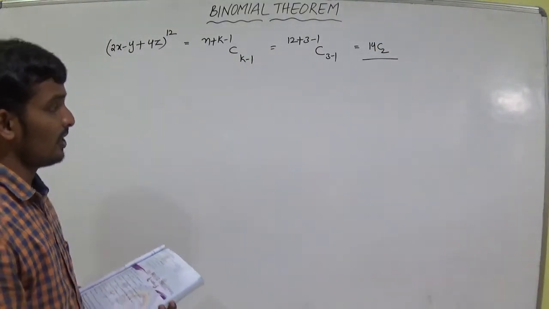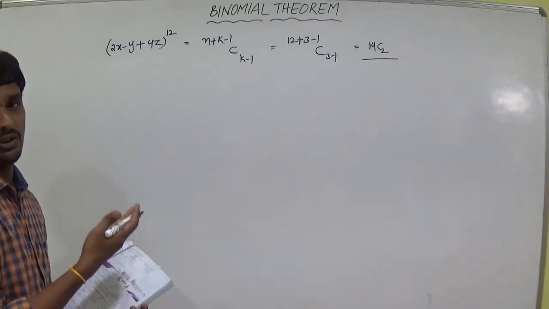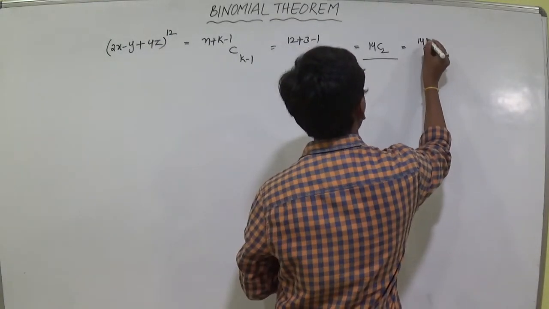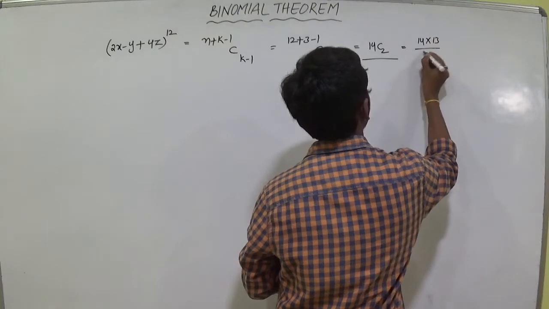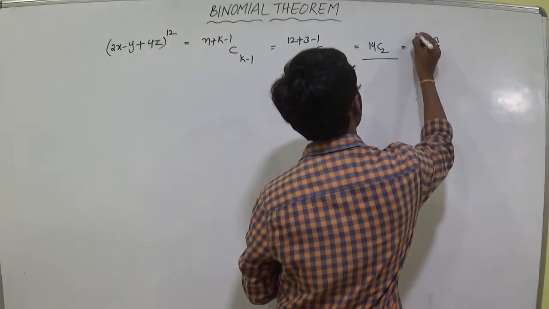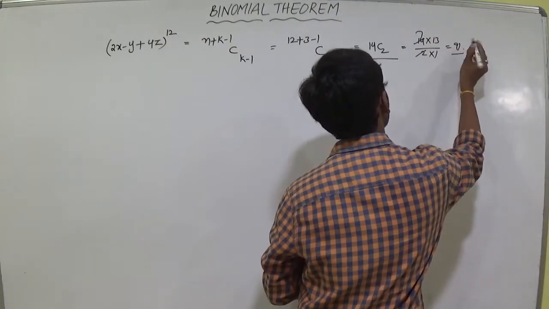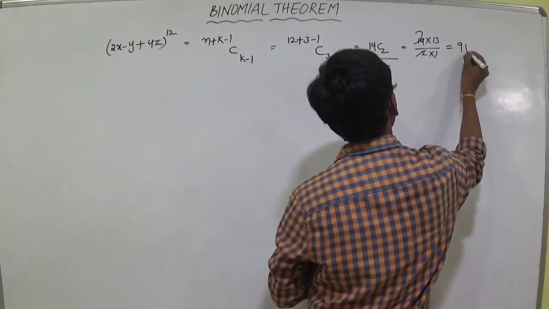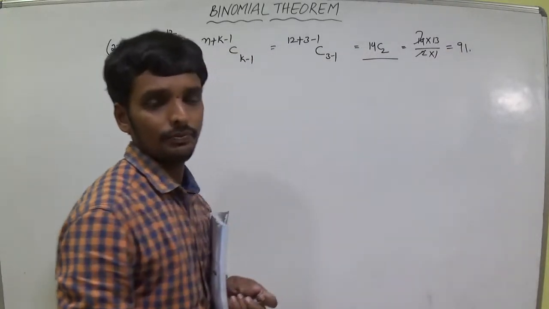So we can find the value of 14 C2. 14 C2 is equal to 14 into 13 by 2 into 1. 2 cancelled by 14, 7 times. So the answer is 91. This is the first problem.